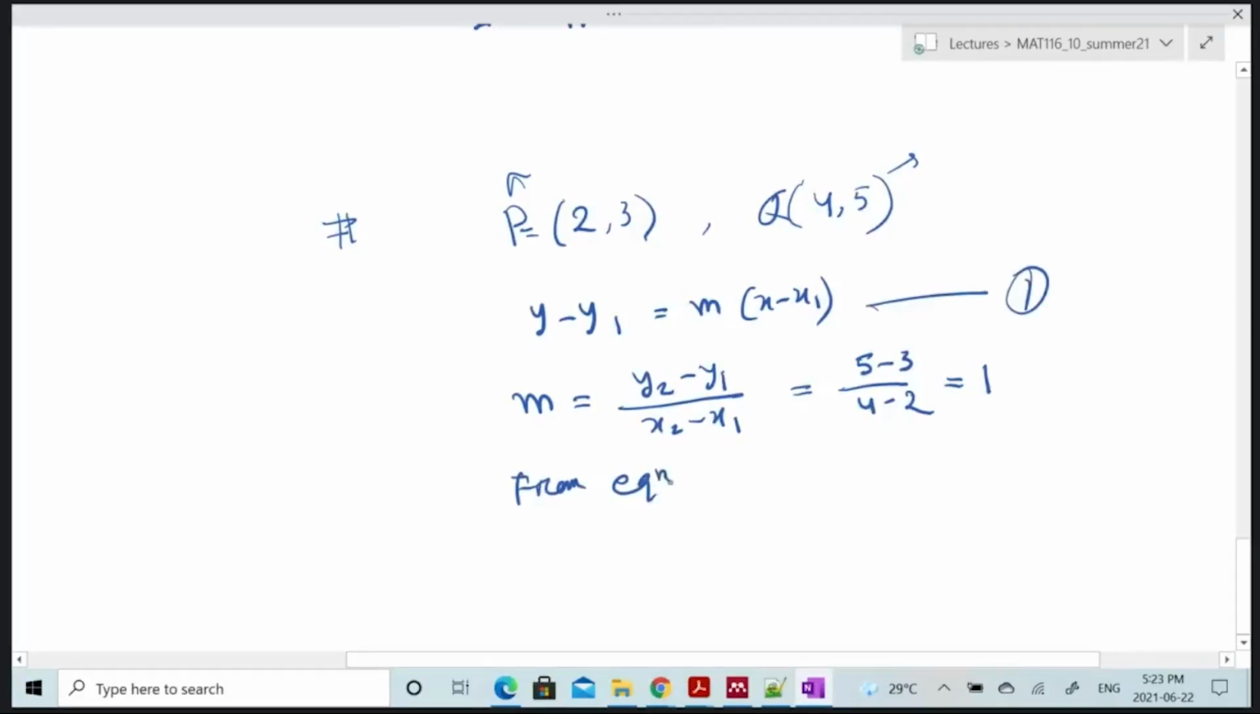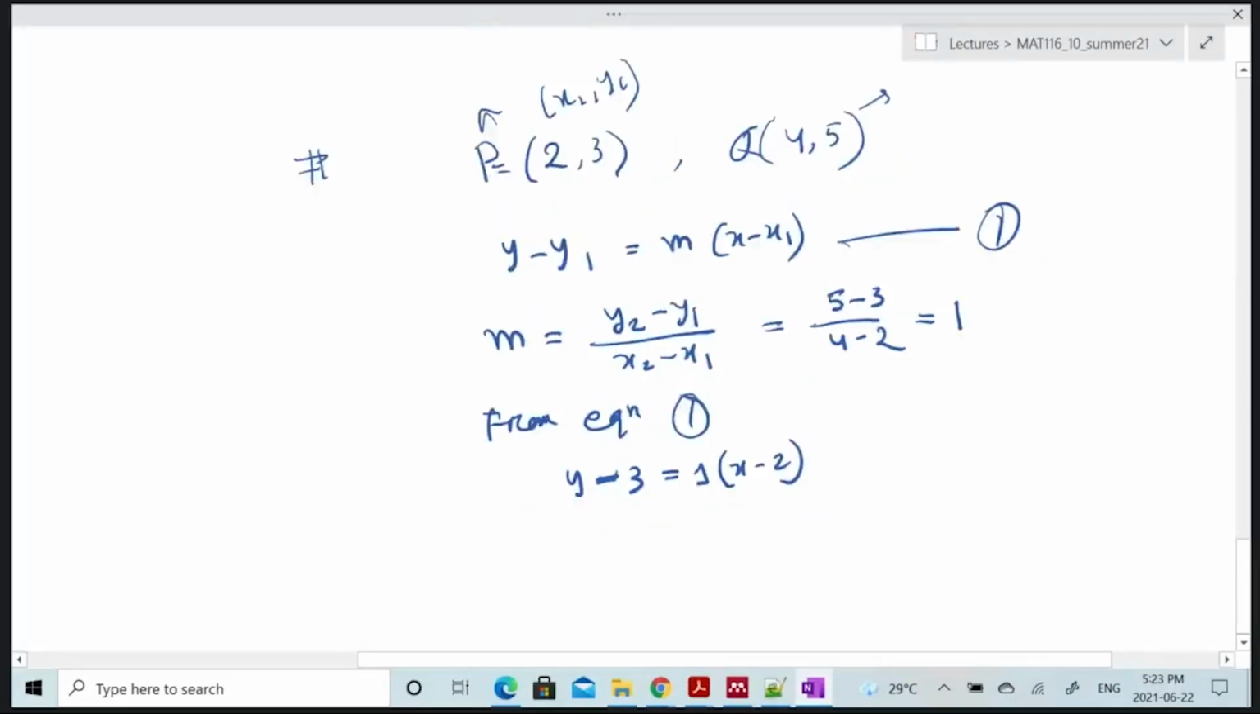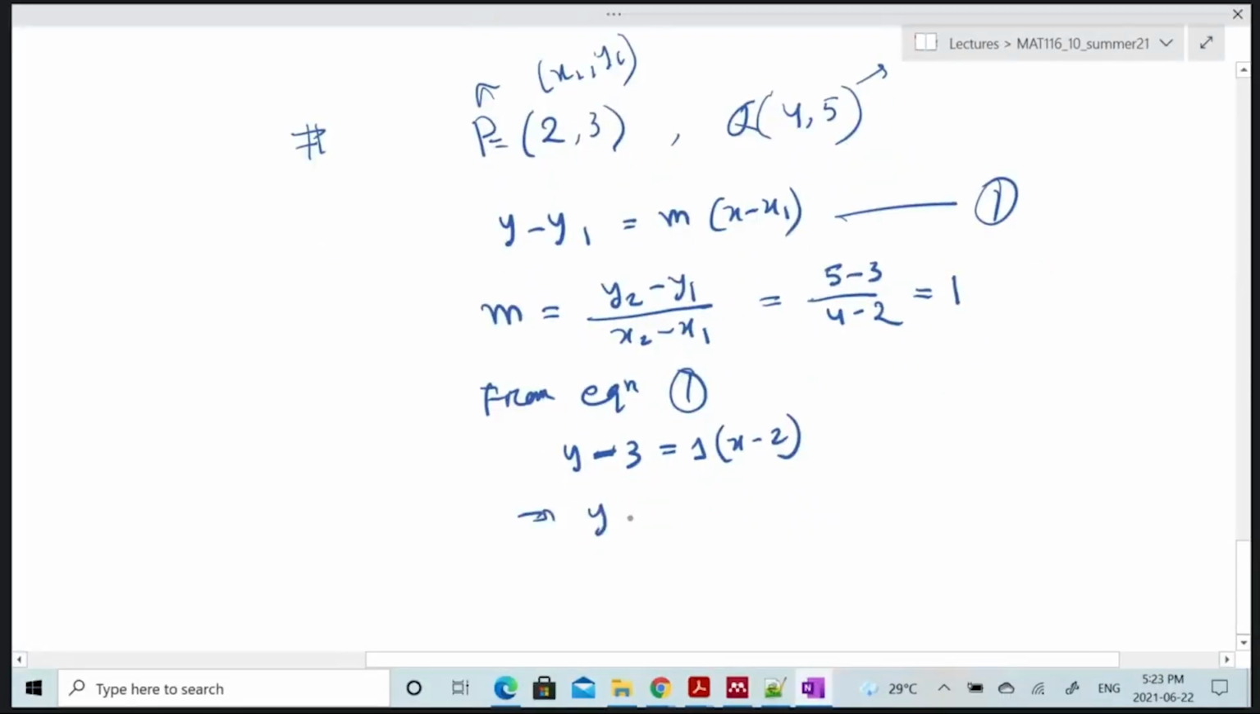from equation 1, we have y minus, so we are calling this x1, y1. So y minus 3 equal to 1 of x minus 2, which is gonna be y equal to x minus 2 plus 3. That is y equals x plus 1.